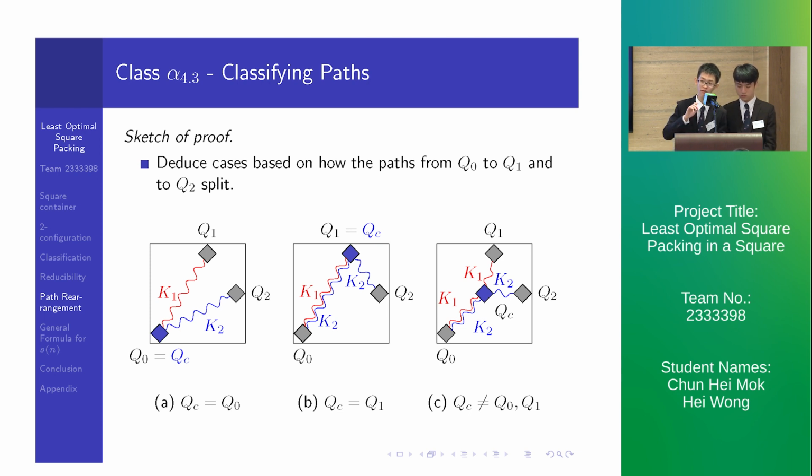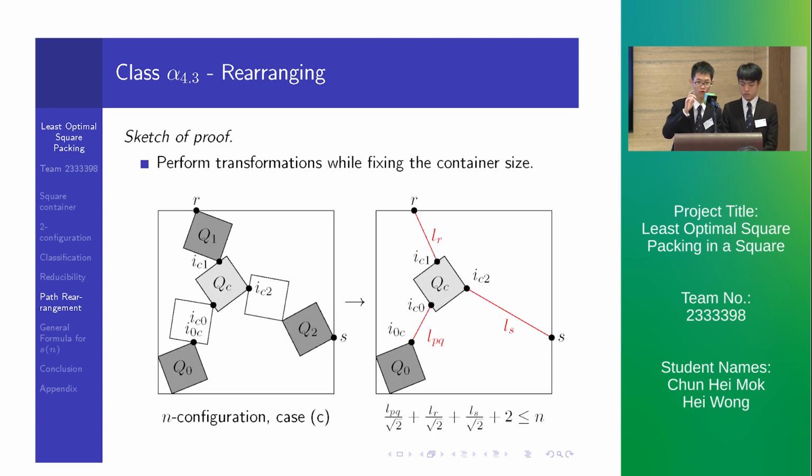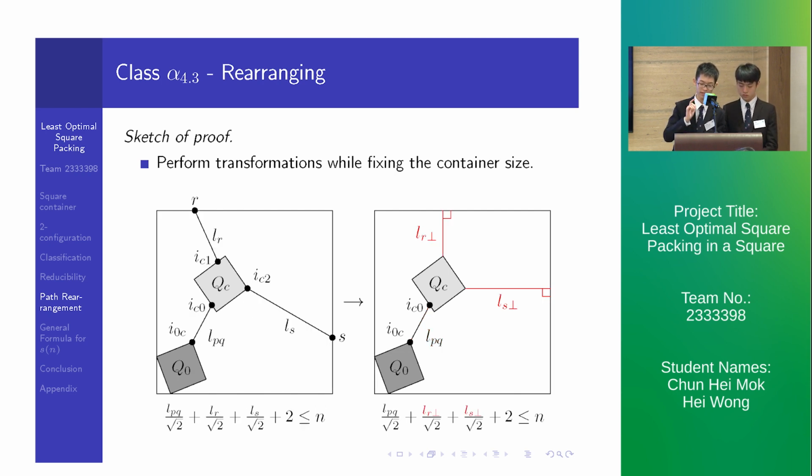Next, for each case, we'll perform transformations to the diagram while fixing the container size. You may wonder how this case is transformed. Well, first, we replace the squares along the path with line segments as shown to simplify. By counting the number of squares, we get an inequality. And finally, the way we defined QC means that we didn't double count when we summed up the lengths. Then we replace these two line segments with the line segments shortest between the square and the edge.